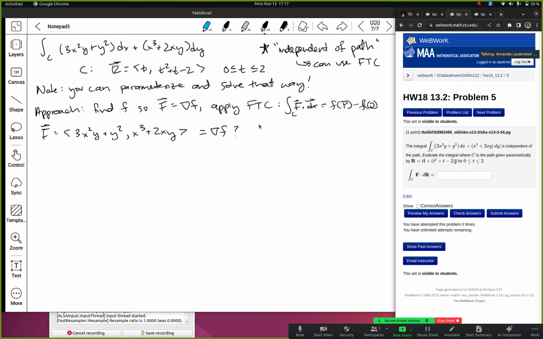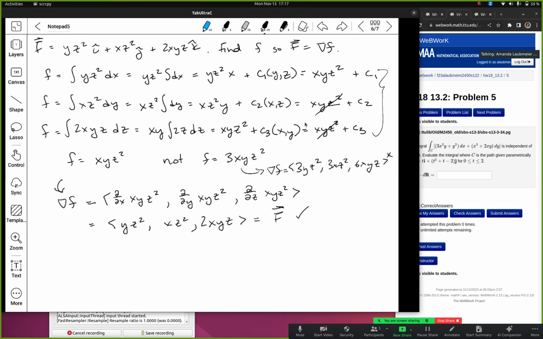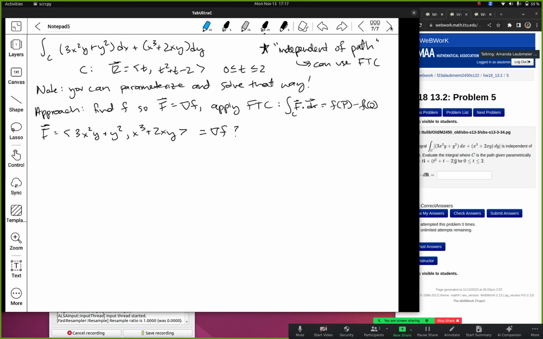To start this, I need to find the little f so that big F is a gradient of that potential function. It's going to be exactly the same approach we took to find little f here. It's just now after we find that little f, we actually use it to solve this problem. So I'm going to try integrating the x component, or the i component, with respect to x, and I'm going to try integrating the j component, or the y component, with respect to y. And I'm going to see what I get out of it.